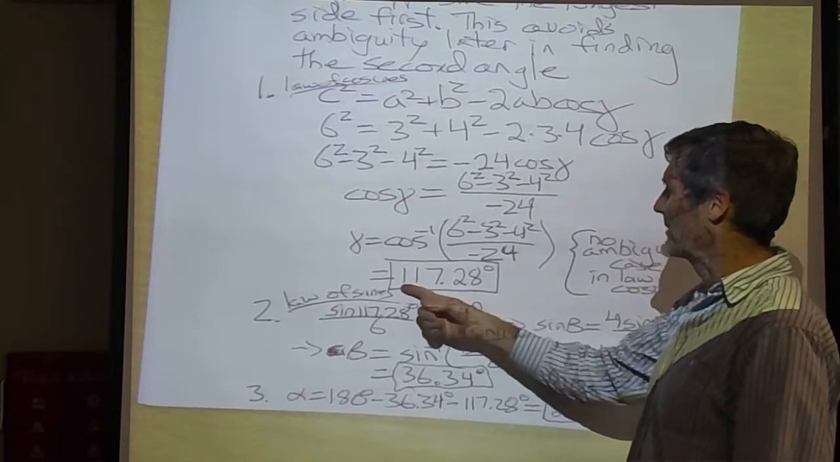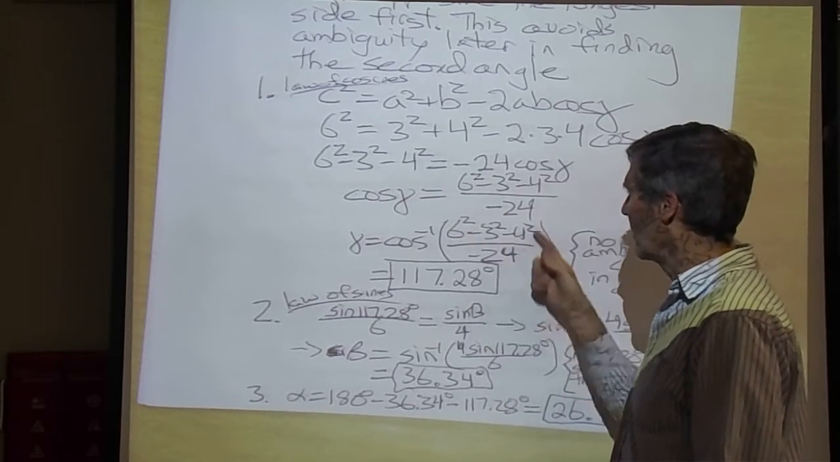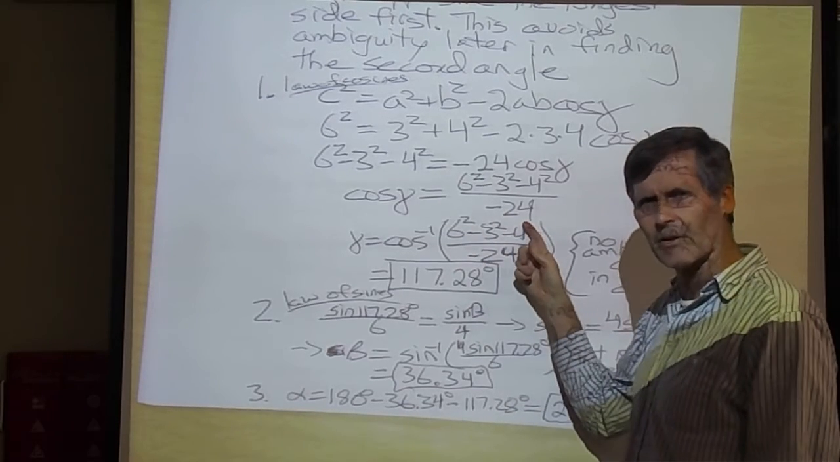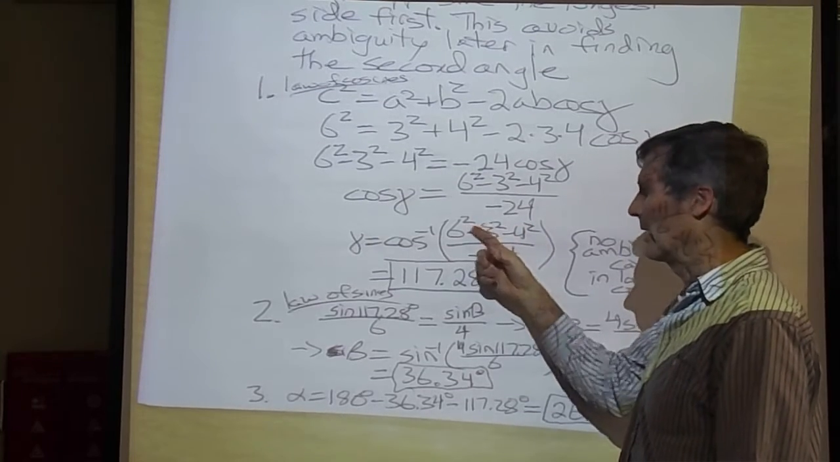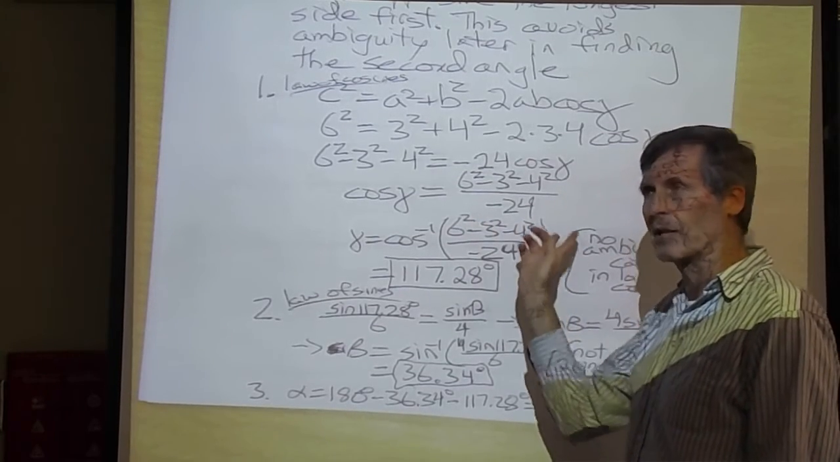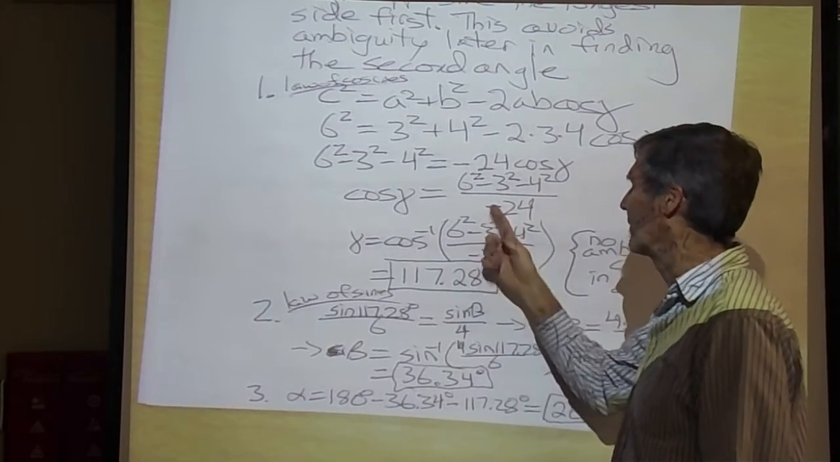In this case, that comes out to be 117 degrees. This is kind of interesting too. Look, arc cosine of a negative number, is that okay? Sure it is. That just means the angle is going to be bigger than 90 degrees. Remember, the cosine of an angle between 90 and 180 is negative, so it's all right to have a negative here.